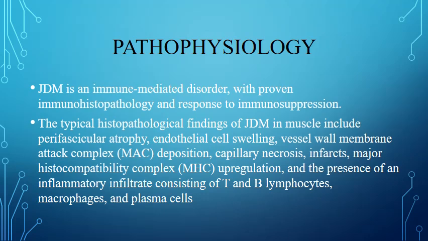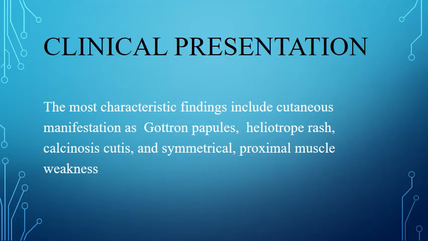The typical histopathological findings of JDM in muscle include perifascicular atrophy, endothelial cell swelling, vessel wall membrane attack complex deposition, capillary necrosis, infarcts, major histocompatibility complex upregulation, and the presence of an inflammatory infiltrate consisting of T and B lymphocytes, macrophages, and plasma cells. Its clinical presentation: the most characteristic findings include cutaneous manifestations such as Gottron papules, heliotrope rash, calcinosis cutis, and symmetrical proximal muscle weakness.